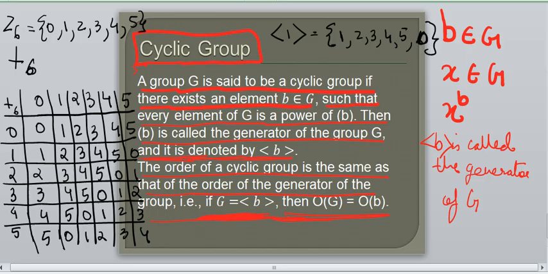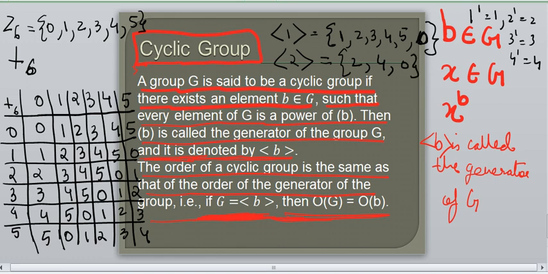So this 1 is a generator, because 1 to the power 1 will give you 1, then 2 to the power 1 is going to give you 2, then 3 to the power 1 is going to give you 3, 4 to the power 1 is going to give you 4. So 1 is a generator. Let's do it for 2. For 2, what can we generate? Of course 2, 4 and 0, right? We can generate that with 2.